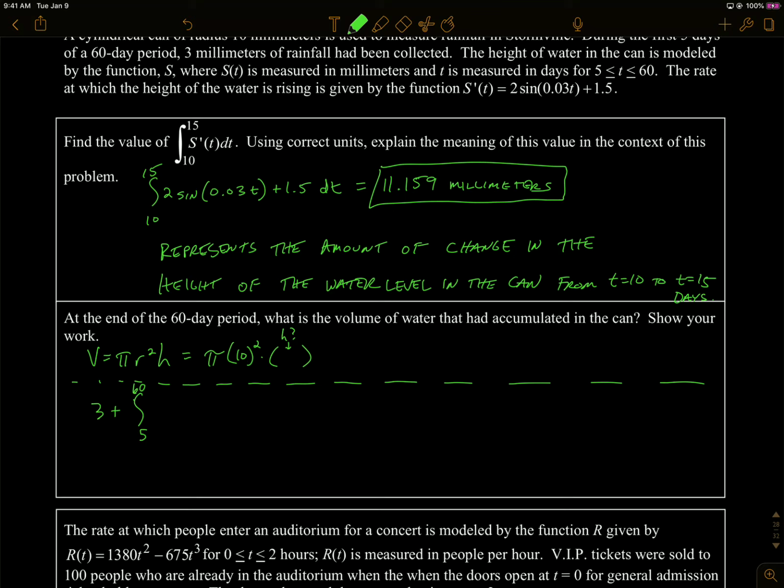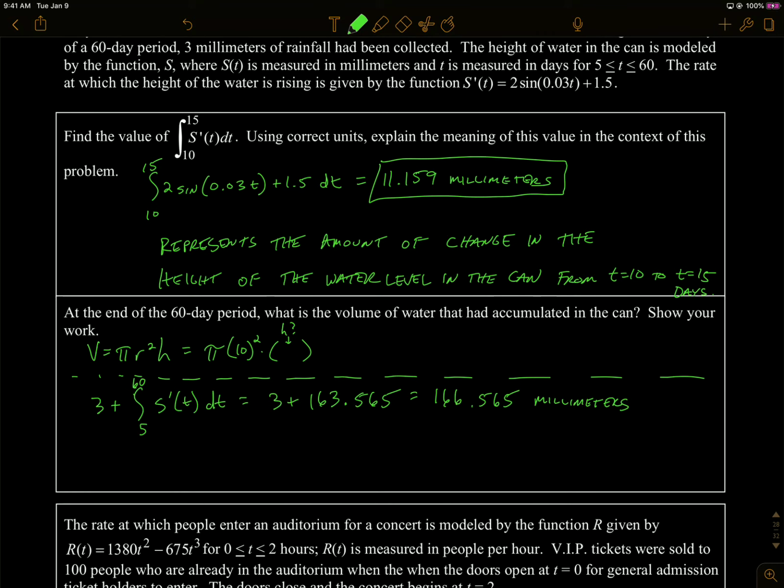We can integrate this thing. I'm not going to write the whole function again. I'll write s prime of t because you already have it in y1 now. And so that's going to be 3 plus 163.565. So 3 was the amount of water already in the can at time 5. Remember, the integral represents the amount of change that's taken place from day 5 to day 60. So when we add that, we get our total amount at day 60. So that's the height of water in the can at day 60.